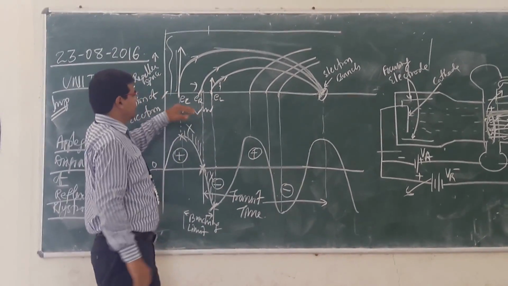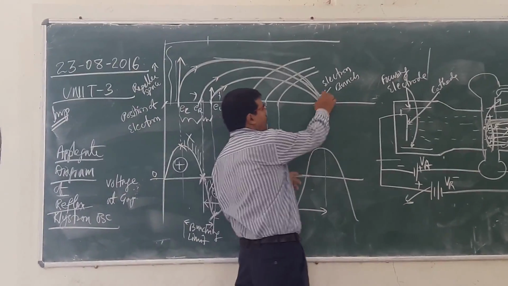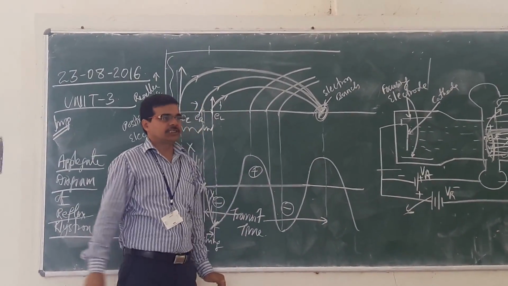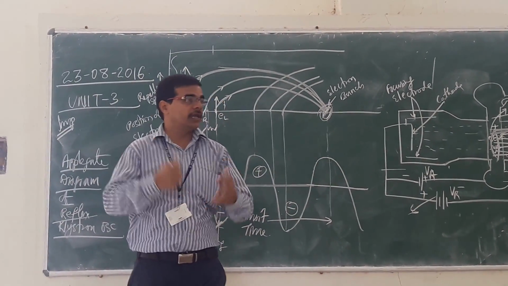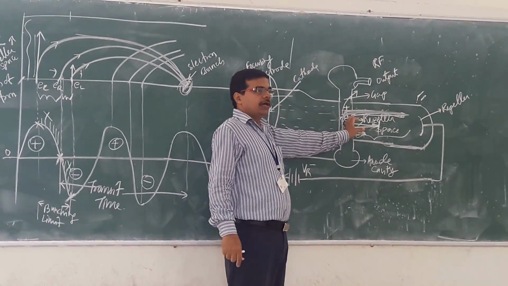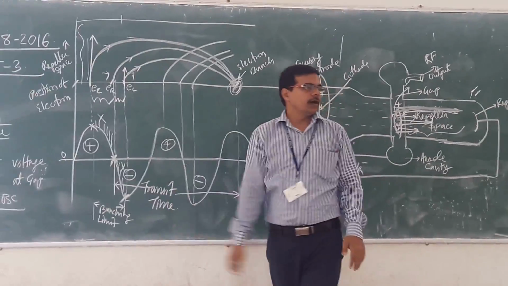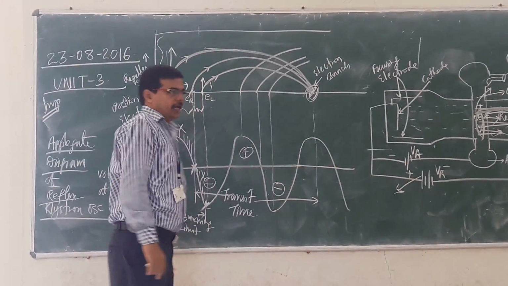So all these, your early electron, reference electron and late electron, will form an electron bunch. Electron bunch means they are producing the energy and they will return to the gap. Here they will return that energy, and from your RF output the signal can be taken.